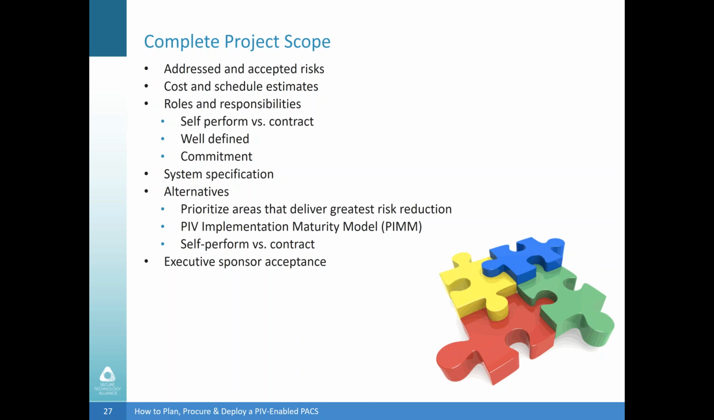As you finalize your scope, you also need to make one last check of your budget and schedule estimates. If the costs are too high or the schedule is too long, you may need to break the project into smaller portions. And you want to start with the areas that deliver the biggest risk reduction. 801.16 provides a PIV implementation maturity model, which is a tool that may help you here in breaking those down into smaller pieces. If schedule is an issue, you may need to consider shifting the balance between the work that's being self-performed and the work that you're contracting out.